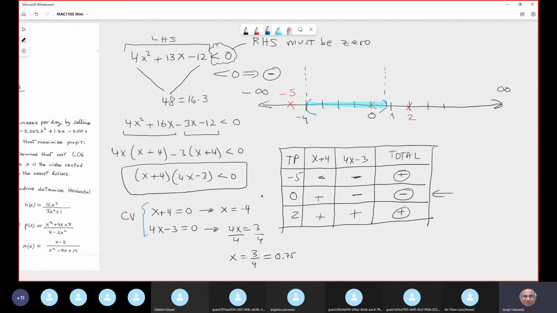Okay, this is my final answer: parenthesis -4, comma, this number is 0.75, or 3/4. Whether you prefer fraction or decimal, it doesn't matter. Okay, super good.